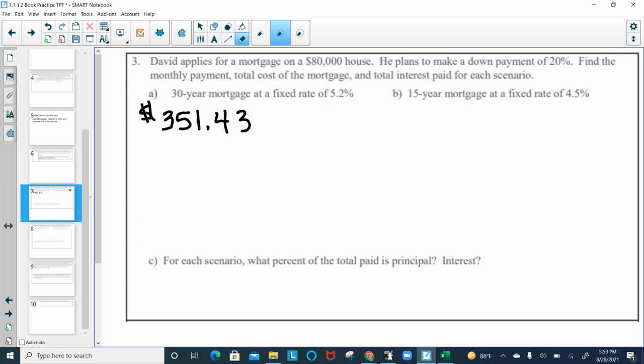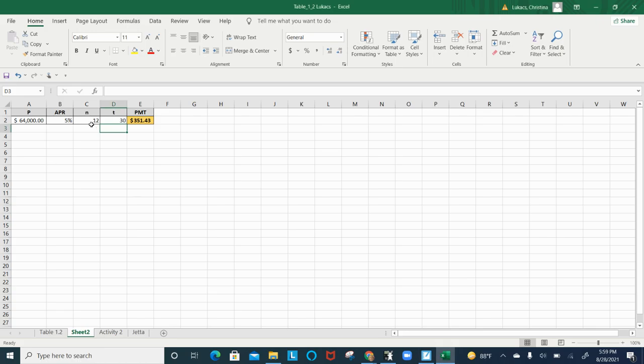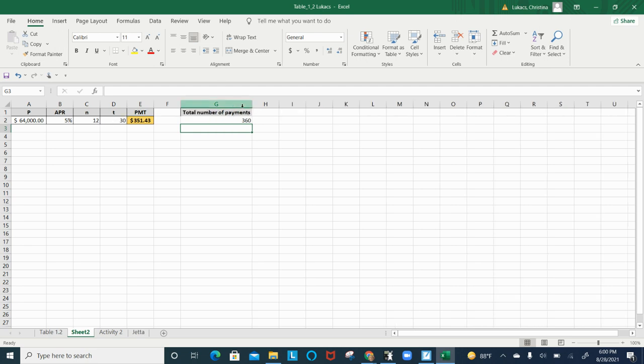Now they'd like to know the total cost of the mortgage. Well, that means we're making 12 payments. If you look at the Excel spreadsheet, remember we're making 12 payments for 30 years. So let's write total number of payments, 12 times 30, and we get 360. That's a lot of payments, but 30 years is a long time. So now if we take that 351.43, we're going to pay that 360 times.